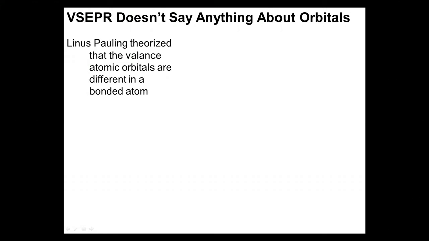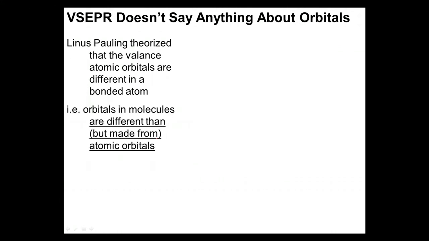He theorized that our valence electrons in those atomic orbitals are going to be different once you're in a bonded atom. In other words, when you have an atom by itself in space, those orbitals change once it becomes close enough to another atom that it starts to interact. And that interaction itself is called the bond. In other words, the orbitals in our molecules are going to be different than, but still made from, atomic orbitals.